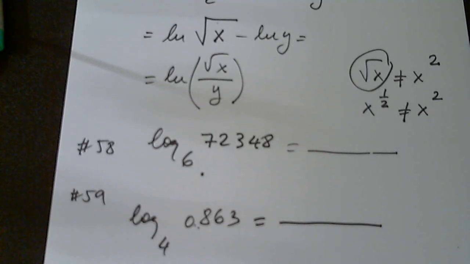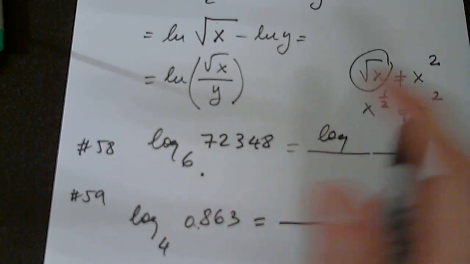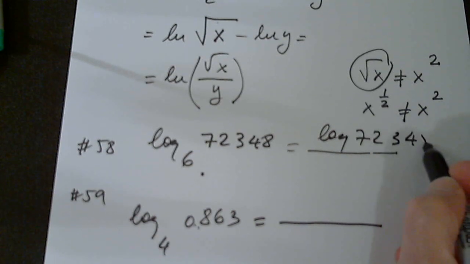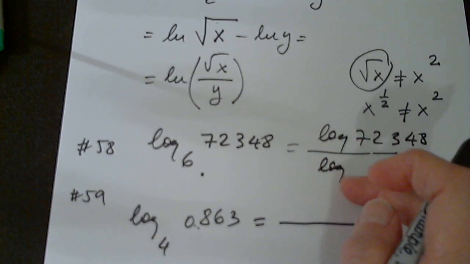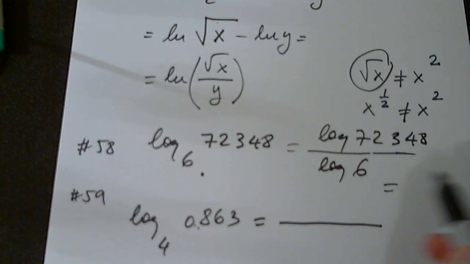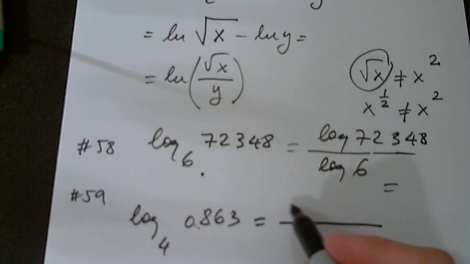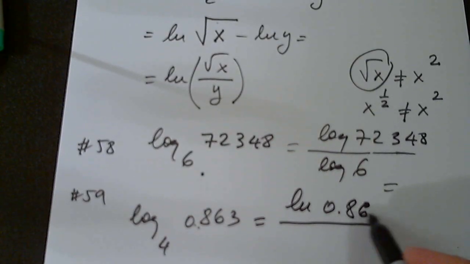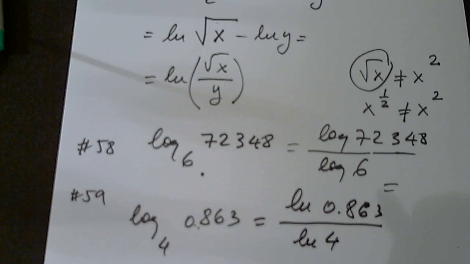It doesn't matter which log you apply, either base 10, common log, or base e, natural log. Let's say for this one I apply common log. So it's common log of the number 72,348 over the same base, common log, of the previous base. Let's say for this one, I'm going to do natural log of 0.863 and divide by natural log 4. It doesn't matter, the answer has to be the same. If I use common log or natural log, it doesn't matter. So let's find them.